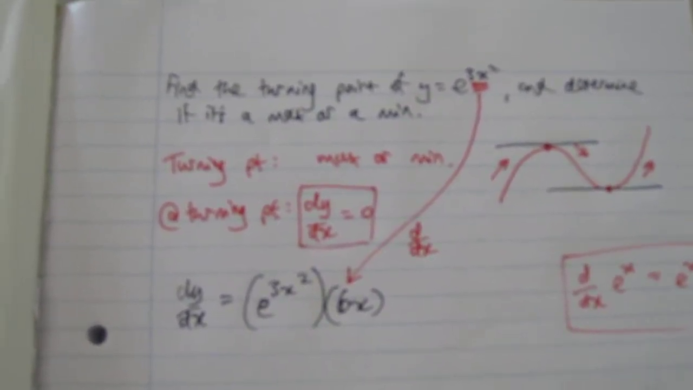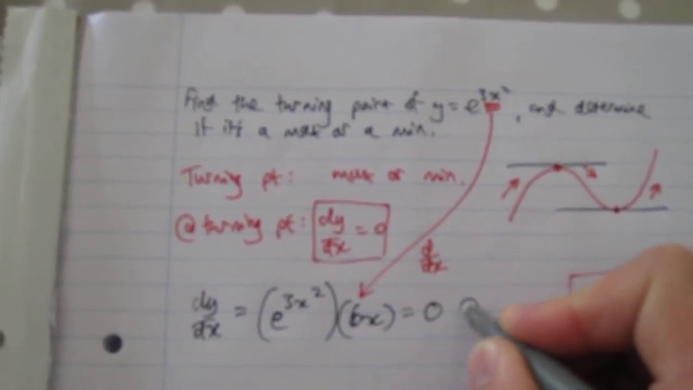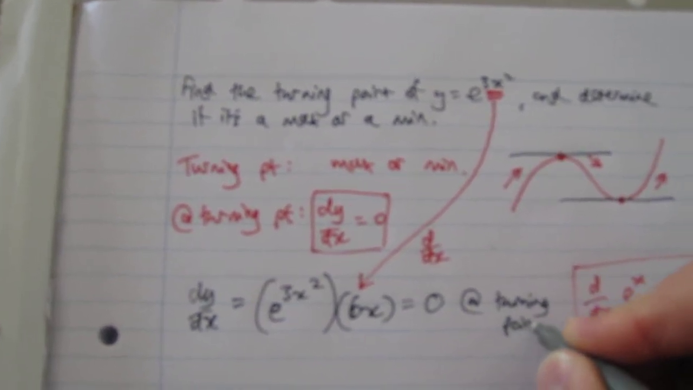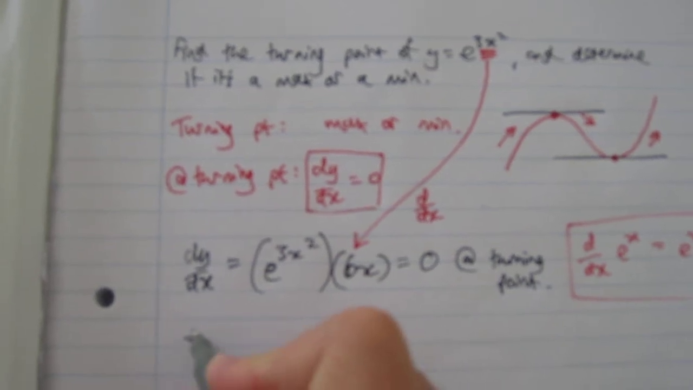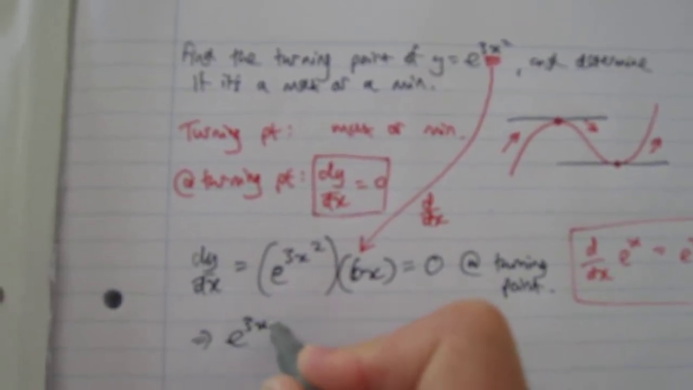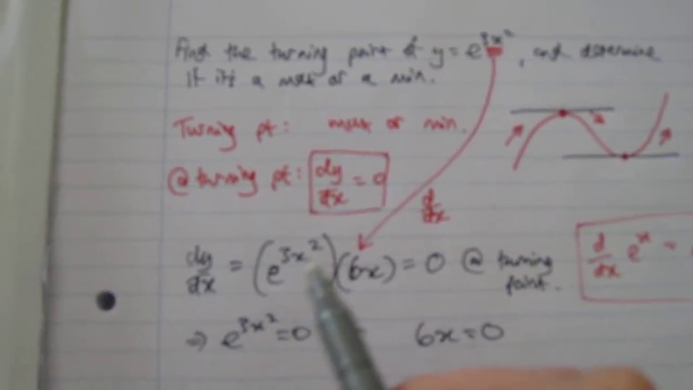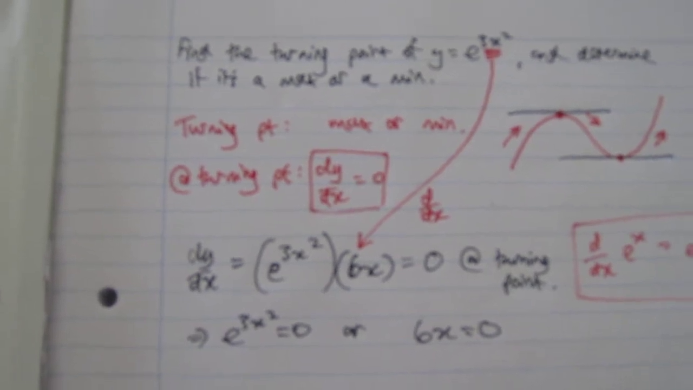Now, that's the first step. In order to find the turning point, I'm going to set that equal to 0. So it's equal to 0 at the turning point. And what I need to do now is solve that. Well, we have two things multiplying giving me 0. So that means e to the power of 3x squared equals 0 or 6x equals 0. So once again, we've finished the differentiation. Differentiation is done. We're now doing algebra.